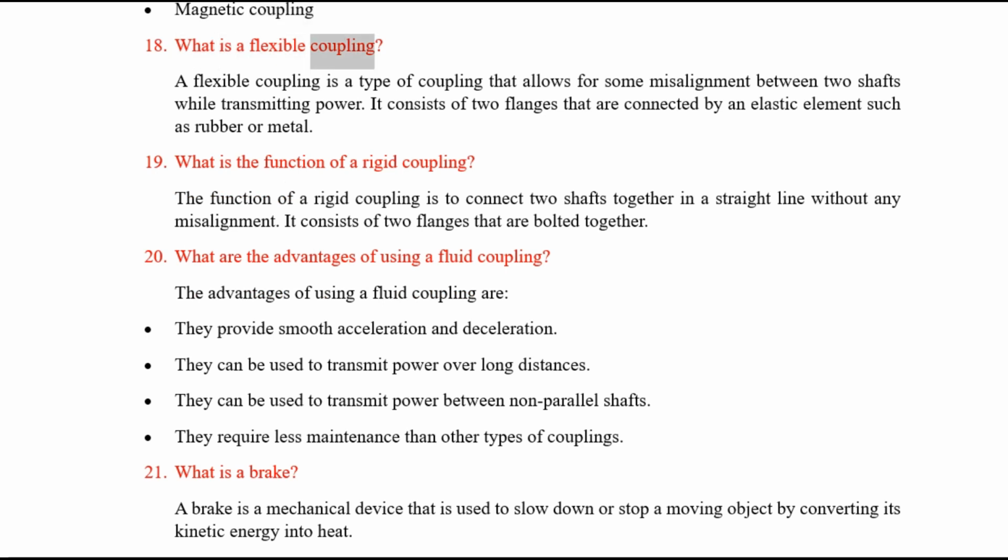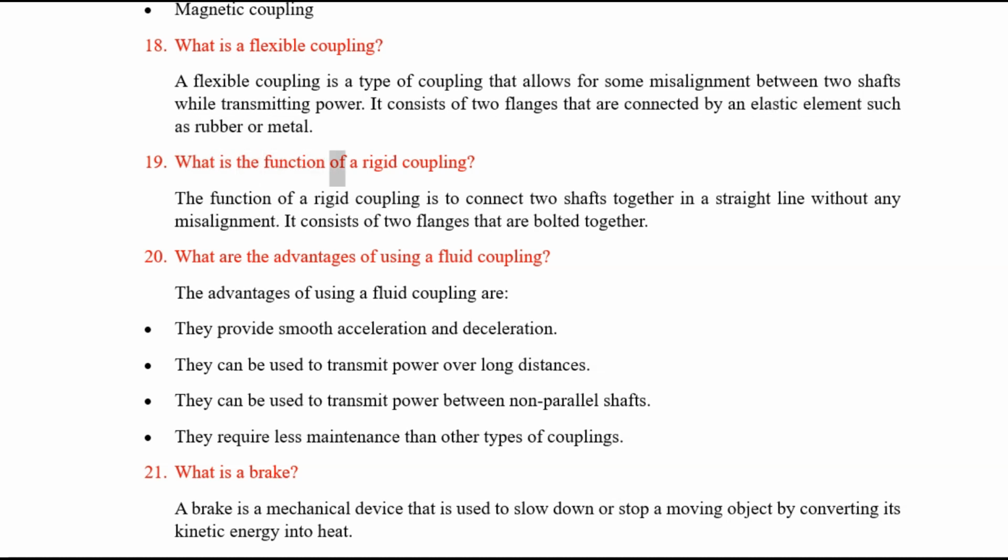What is a flexible coupling? A flexible coupling is a type of coupling that allows for some misalignment between two shafts while transmitting power. It consists of two flanges that are connected by an elastic element such as rubber or metal.